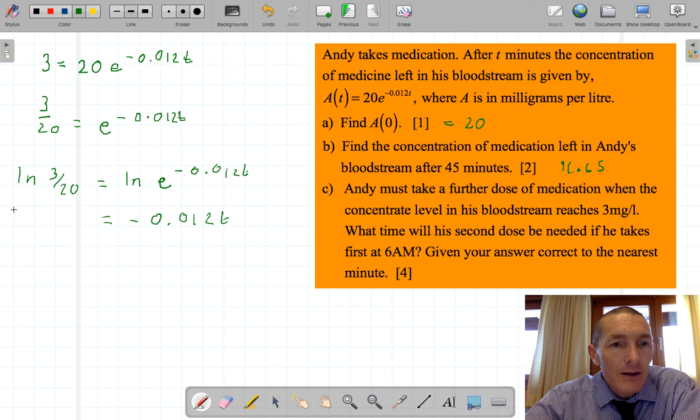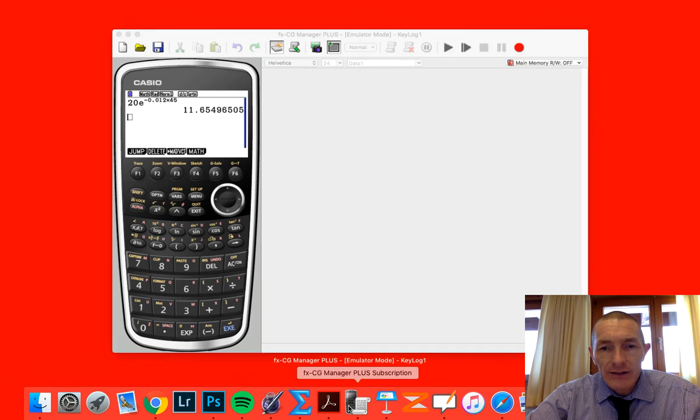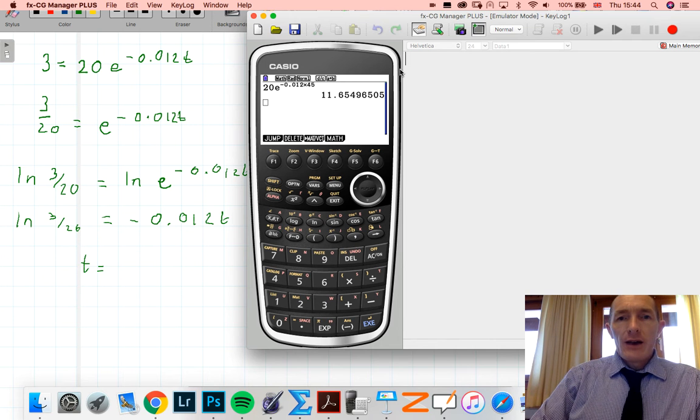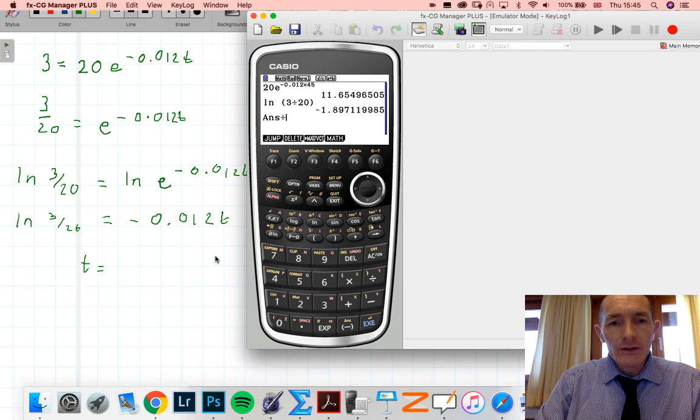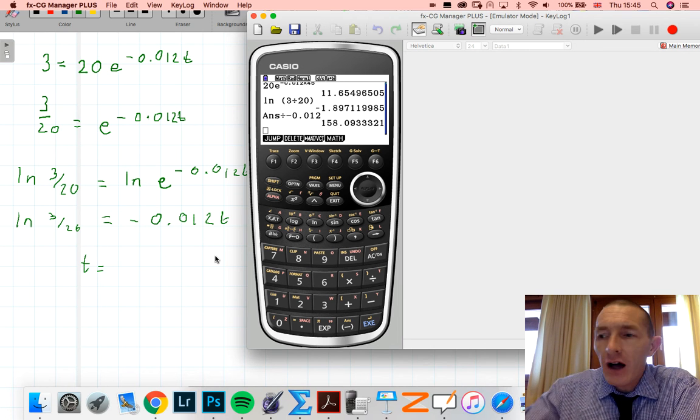So from here, I'm going to go to my calculator and work this out. Because natural log of 3 over 20 is just a number, and then I'm going to divide it by negative 0.012 to get what T is. So back to get my calculator. Let's put it over here, and I'm going to do a natural log of 3 divided by 20. Get that answer, and we're going to divide it by negative 0.012. And that gives me 158.